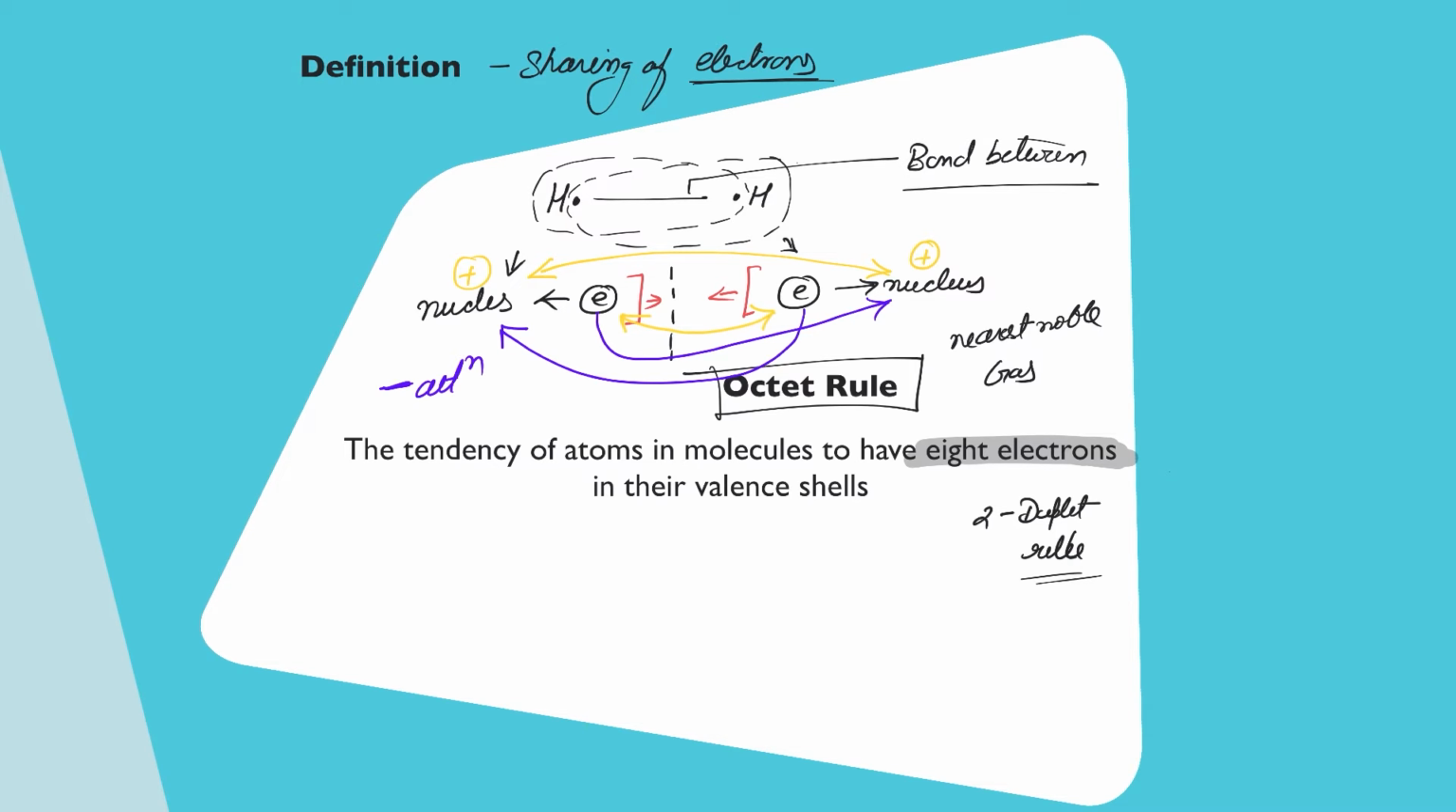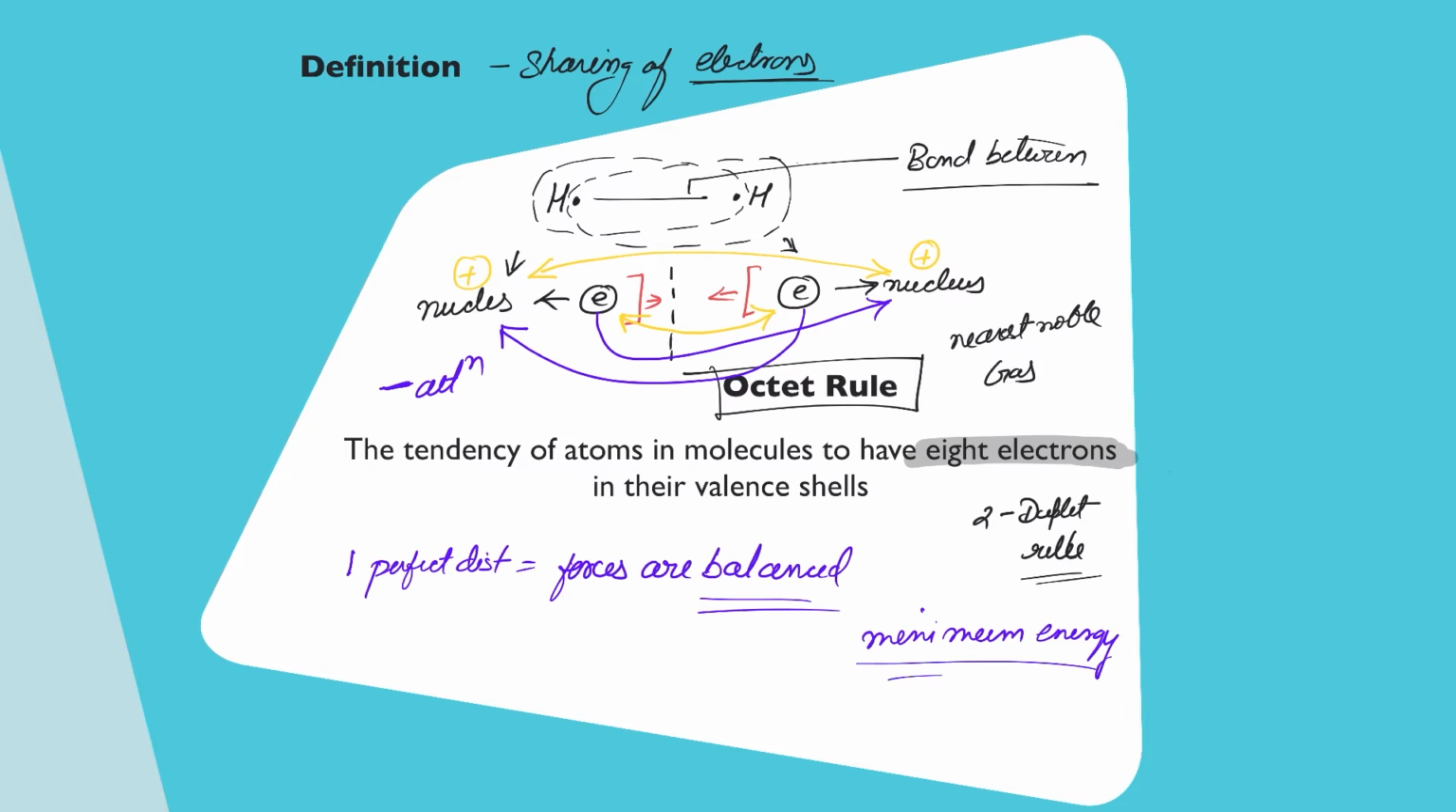But there will come one perfect distance where the forces are a lot balanced. And by balanced, what do I mean? That they are in the state of minimum energy, right? It is this state of minimum energy that we call a bond. So what is a bond? It's basically a force of minimum energy between two atoms.